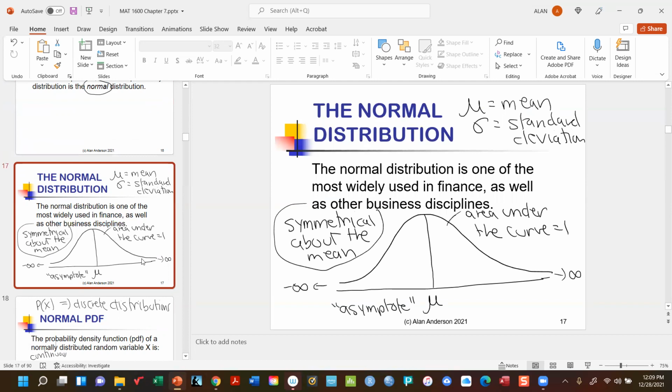First of all, when you draw this thing, you can see it is often described as a bell-shaped curve. That's pretty much what it looks like.